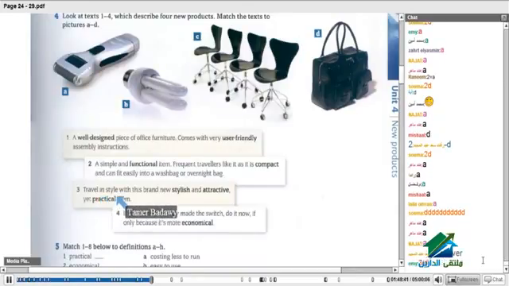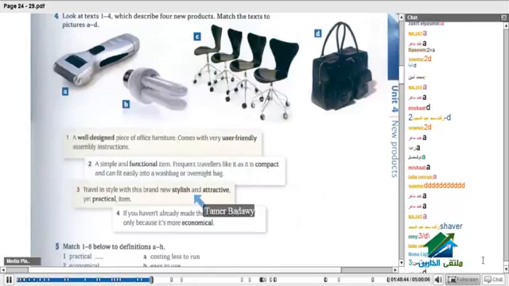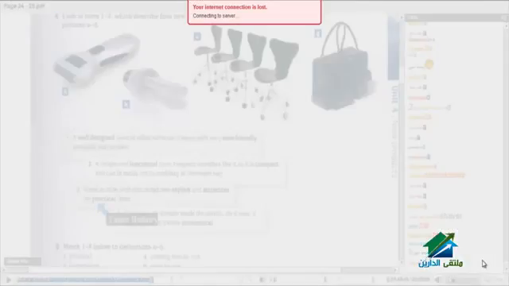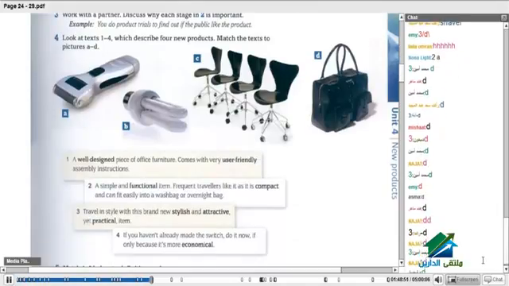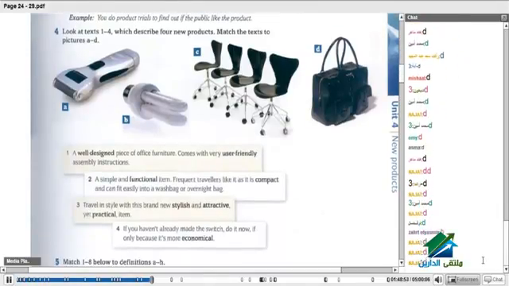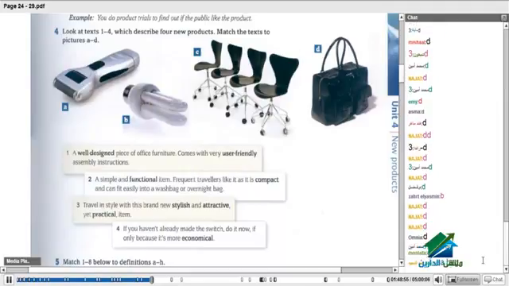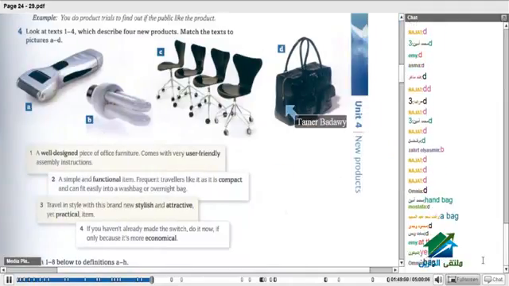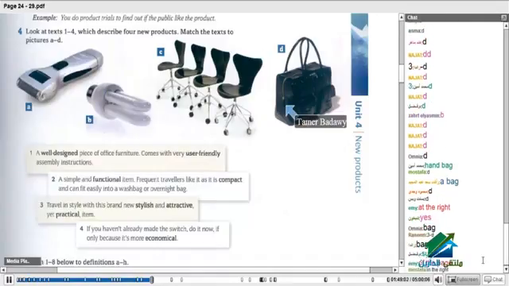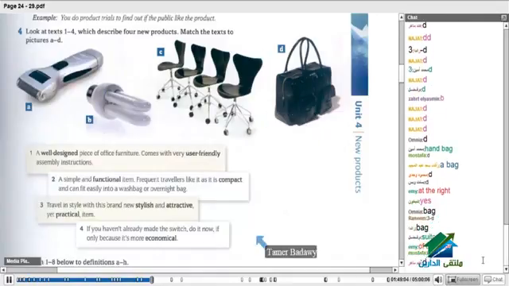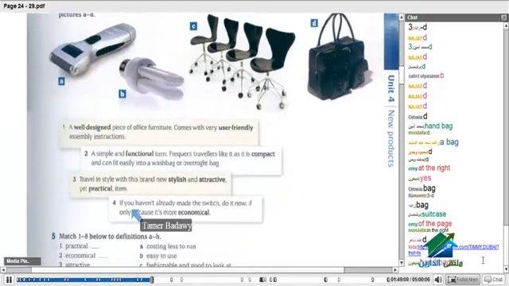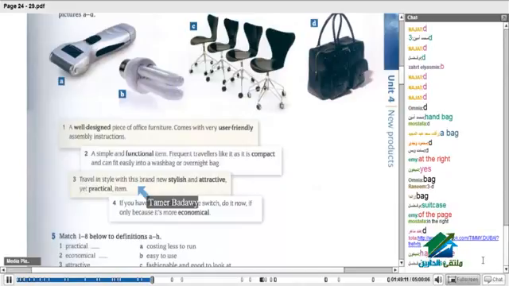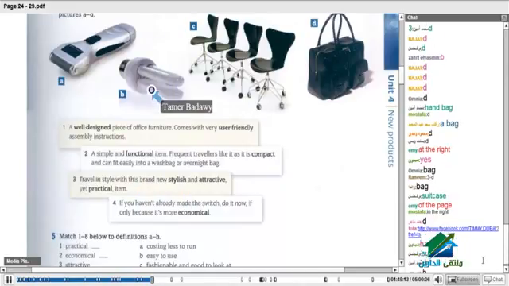Number 3. Travel in style with this brand new style. Do you think we have D? Where is D? The handbag. Oh, the picture. I can't see the picture. I'm sorry. The bag, the handbag. Okay, well. Of course, number B will be what? The bulb. Will be the bulb.